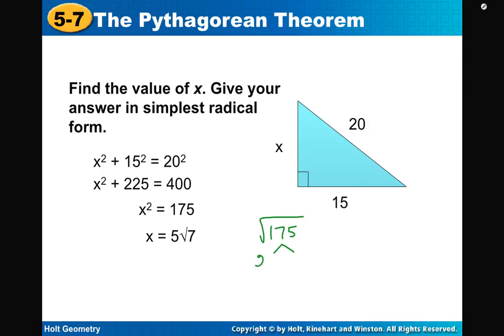175 would be how many 25s? That would be 7. So I have a pair of 5s and an extra 7, so that's how the answer 5 times the square root of 7 was done.